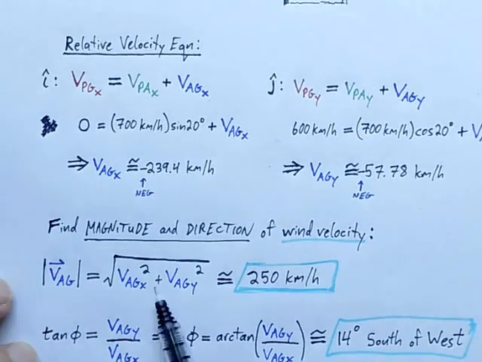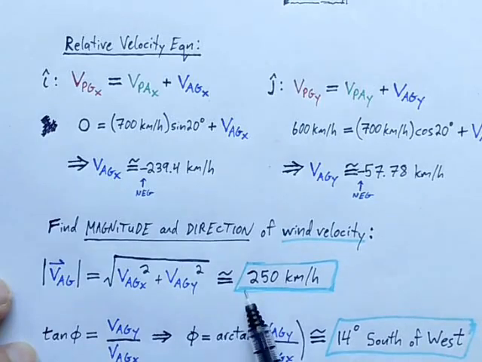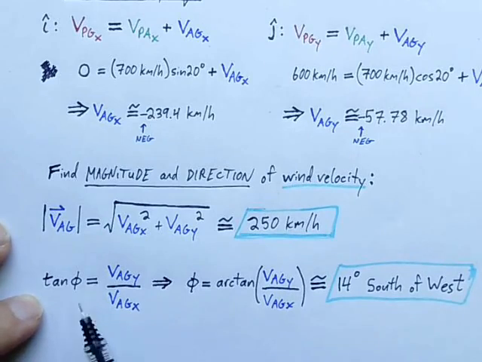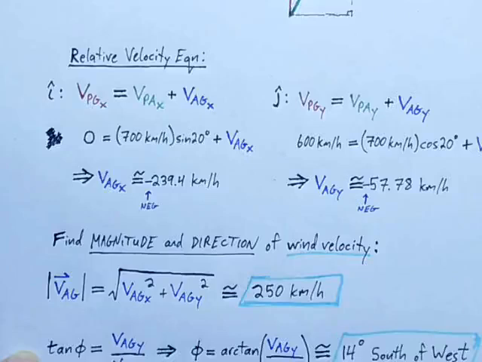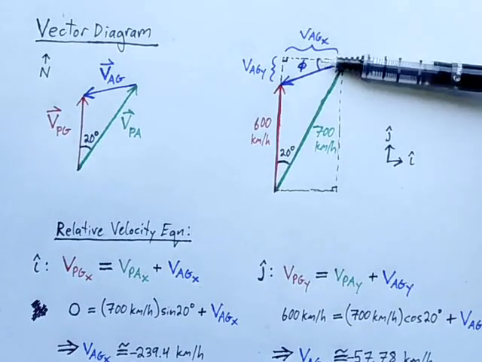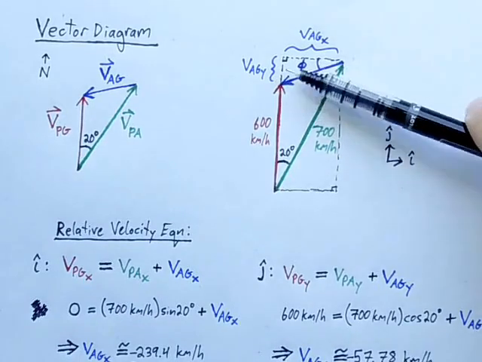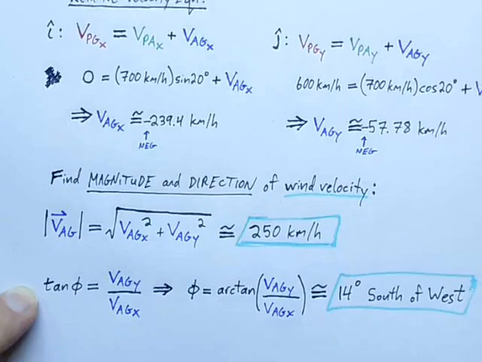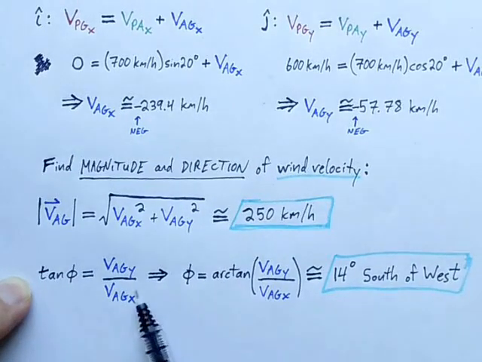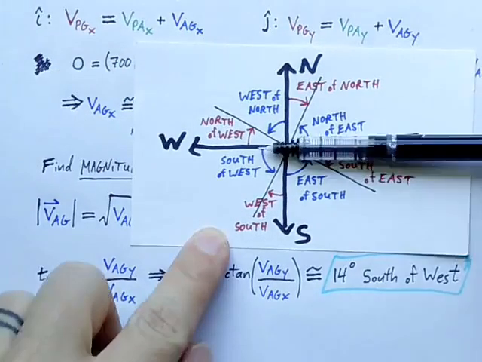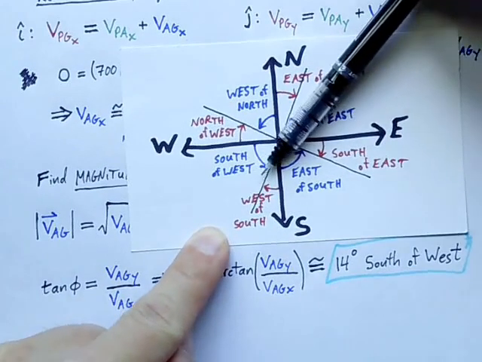So Pythagorean theorem to get the magnitude, round that off to 2 significant digits. And then to get the angle as well, we want the magnitude and the direction of our wind velocity. So I want to solve for this angle here, phi. I can see that tangent of phi is this over that. So solve then for that angle phi. We get about 14 degrees rounded off, and I'm calling it 14 degrees in this direction, south of west.